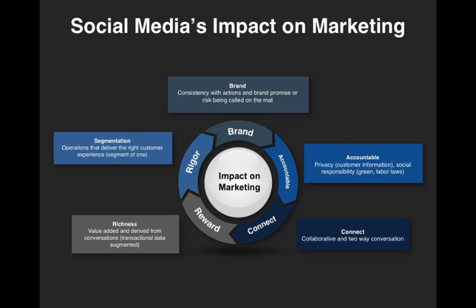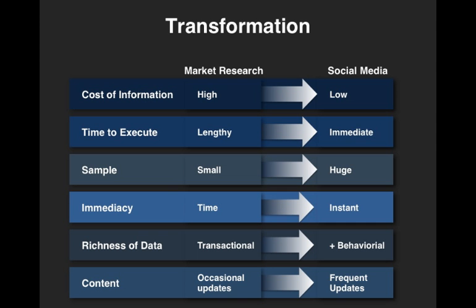Richness: social media augments traditional transactional data with behavioral data to produce rich information. Segmentation: with rich data, segmentation is brought to a new level to deliver the right customer experience by creating segments of one. Social media is transformational.